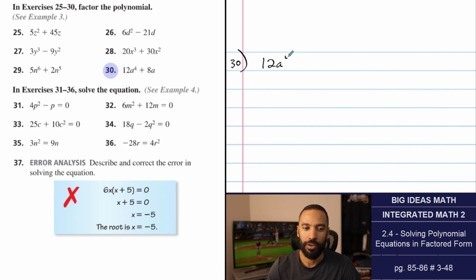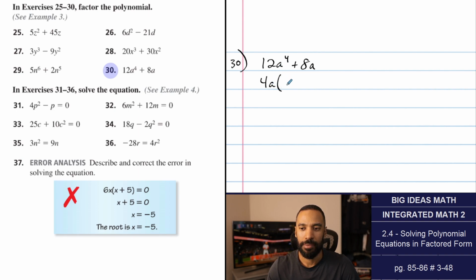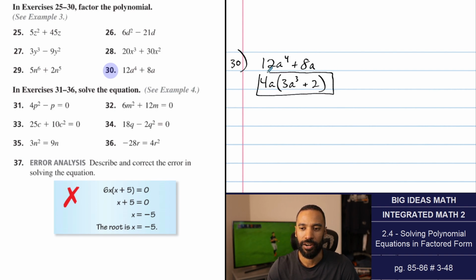And lastly, 12a to the 4th plus 8a. 12 and 8 both have a greatest common factor of 4, and that a can also factor out of both terms. A times a cubed would be a to the 4th, and 4 times 3 would be 12. 4a times what is 8a? A 2, a positive 2, and there is the factorization of number 30.